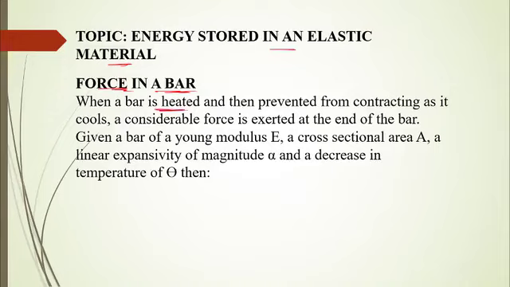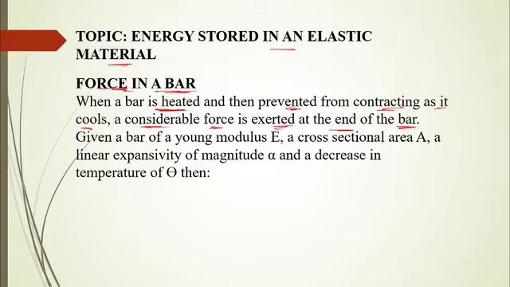Now when this bar is heated and then prevented from contracting as it cools, there is a considerable amount of force exerted at the end of the bar. A considerable amount of force is exerted because normally when a substance undergoes heat and wants to cool, it should be allowed to cool. When you try to prevent that substance from contracting and cooling through its own natural processes, you cause deformity, and deformity comes as a result of considerable force being exerted on that body.